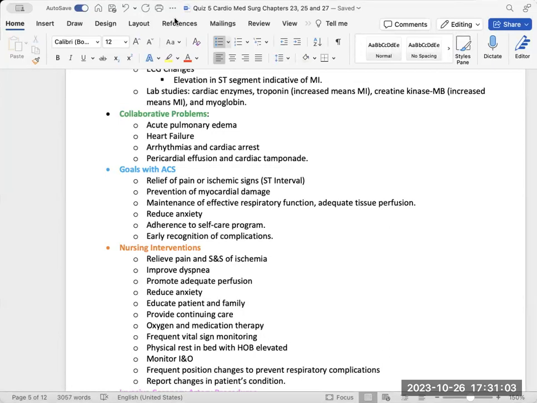So you want to give oxygen first, but we've got to get them to the cath lab, and we want to look at troponin, creatine kinase-MB, and myoglobin. But troponin is the most important one. If that one's elevated, they're in an MI. Not good.